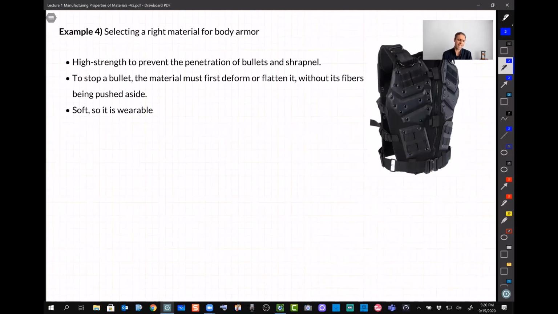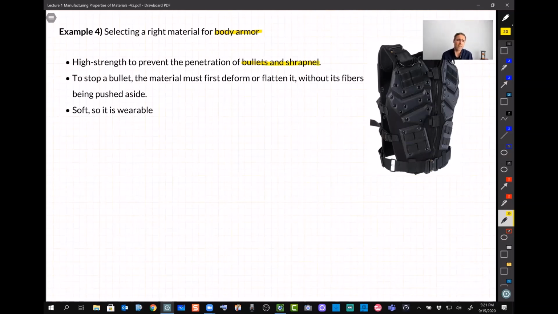Well, I hope nobody needs to buy a gun. Now that we have a gun, maybe if we decide to go to war with somebody, we need to protect ourselves. Now we have a question: what should be a good material for body armor? So let's see what we really need. The main function of body armor, of course, is to protect us against bullets and shrapnel, right?